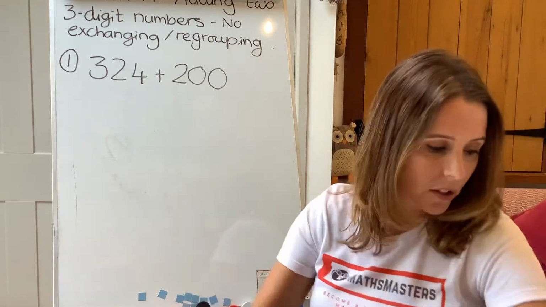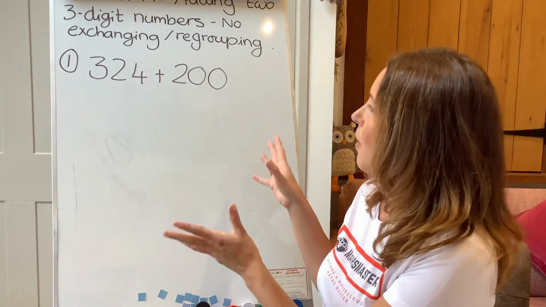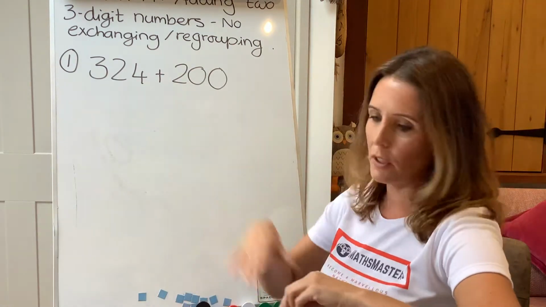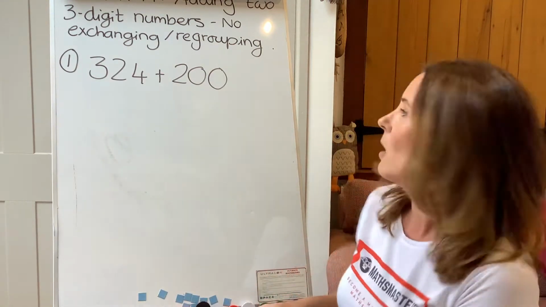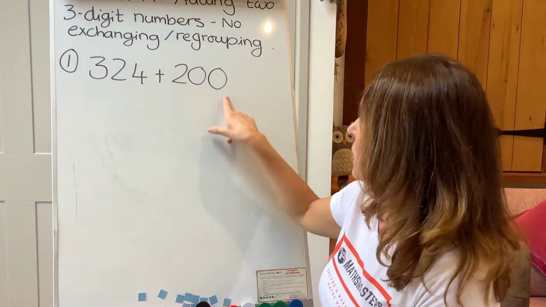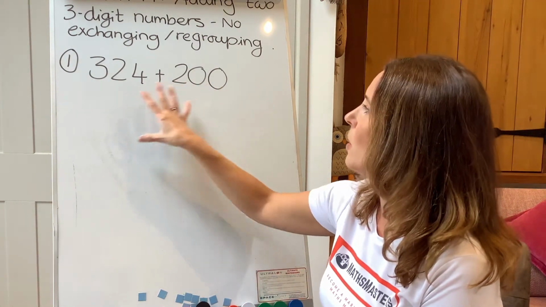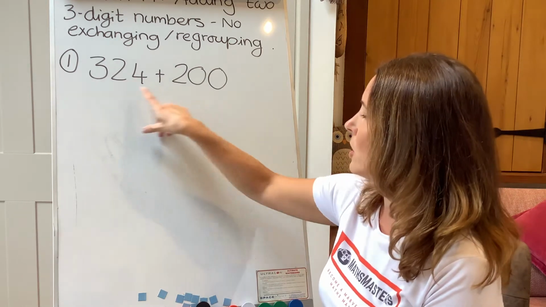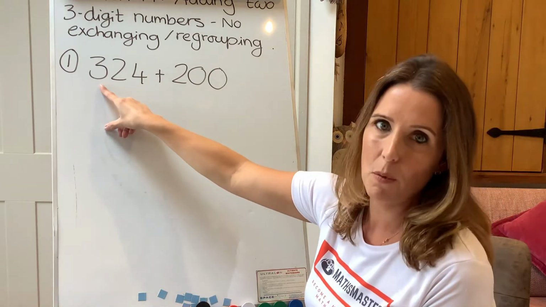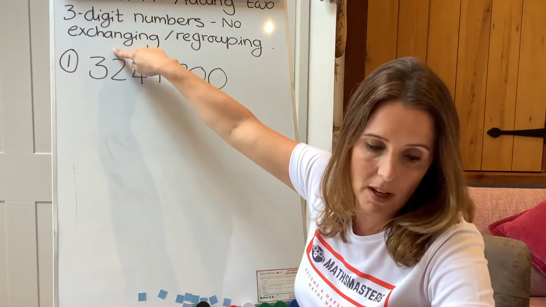So what did you do with those? Have a look at it. Is the ones column going to change? Is the tens column going to change? Is the hundreds column going to change, and why? The ones column isn't going to change because we're adding 4 and 0, so that doesn't give us more than 9 ones. The 2 tens aren't going to change because we're not adding any tens to it. But the hundreds column is the one that's going to change because we're adding 2 hundreds onto 3 hundreds.